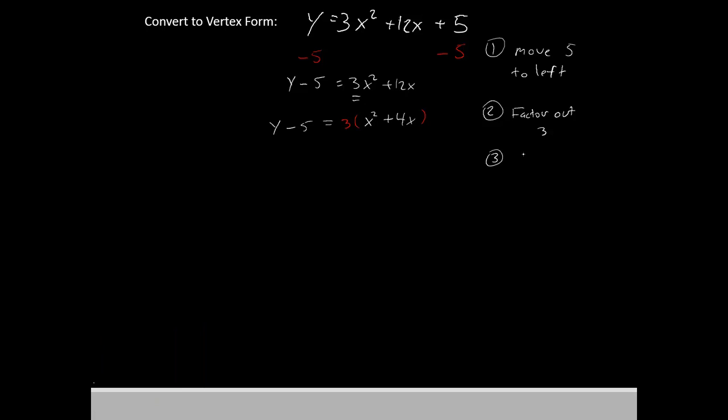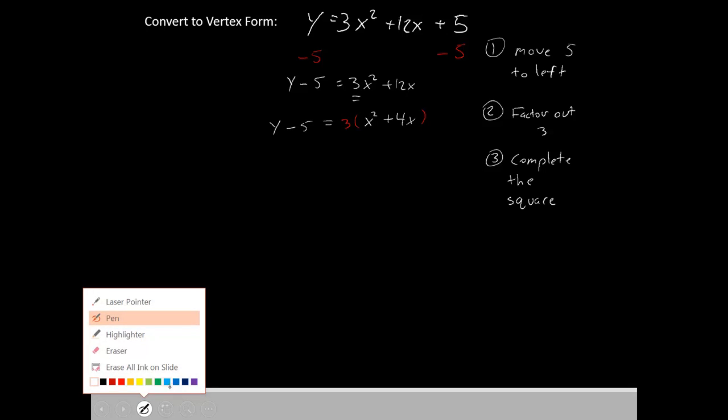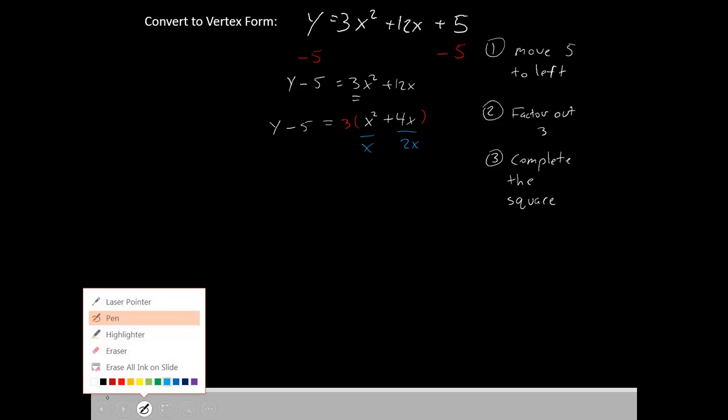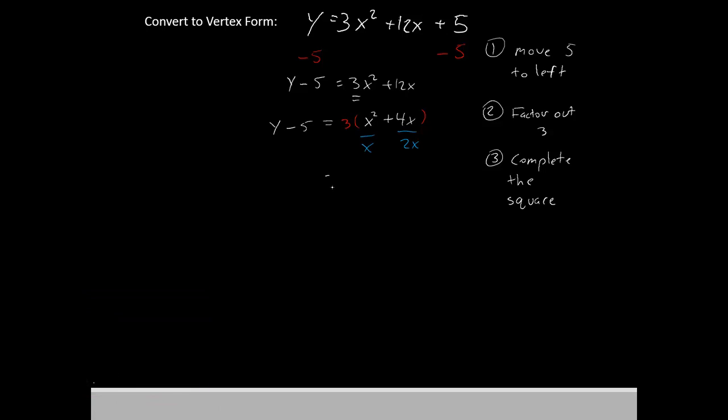For our third step, we're going to do a process called completing the square. And this is kind of an involved process where a few things have to happen at once. The first thing we're going to do is to the x squared, we're going to divide it by x. Now to this x term, we're going to divide it by 2x. Let's see what we get.